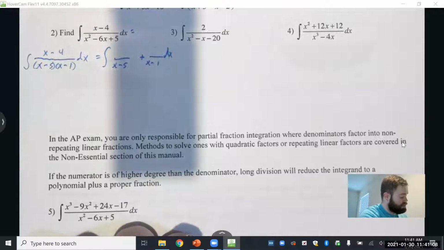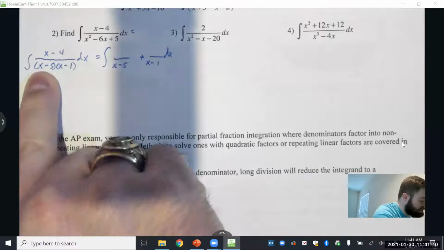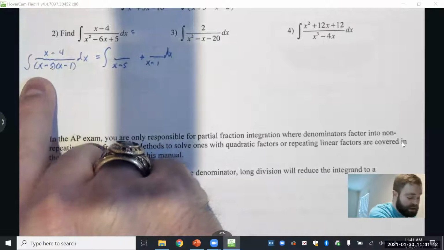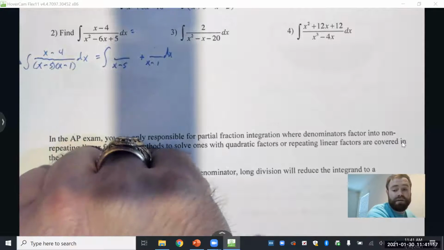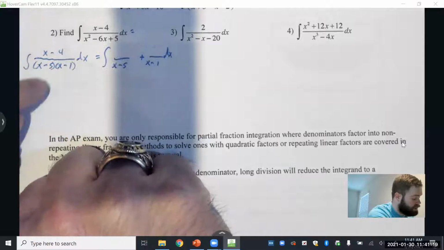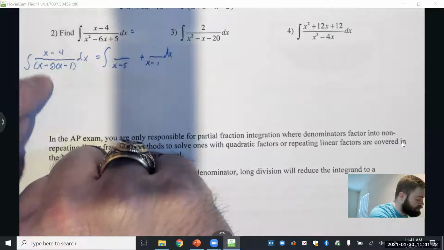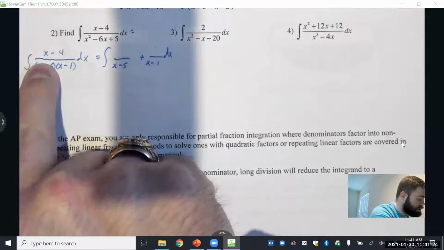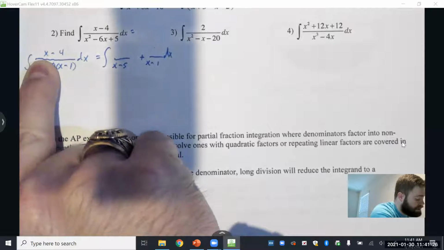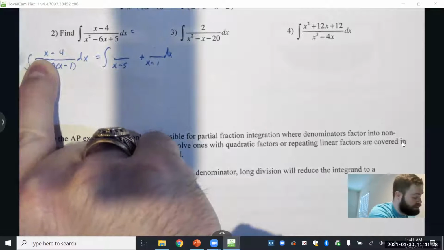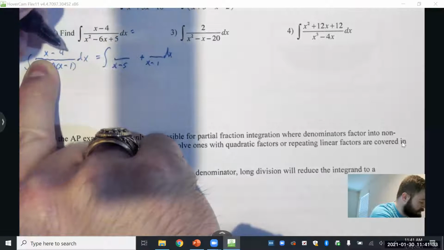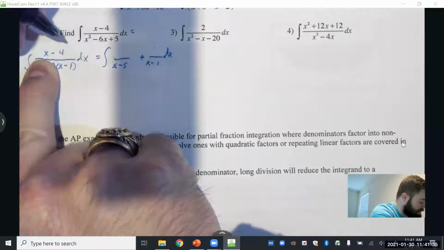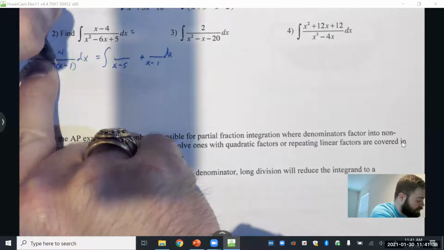So in what we discussed above, we're going to cover up one of the factors, and we're going to let x equal the number that would make that factor equal 0. So what would make the x minus 5 0? It would be 5. So I'm going to cover up the x minus 5 with my finger, and now I'm going to let x equal 5 in what's left over. 5 minus 4, that is 1. And 5 minus 1, that is 4.